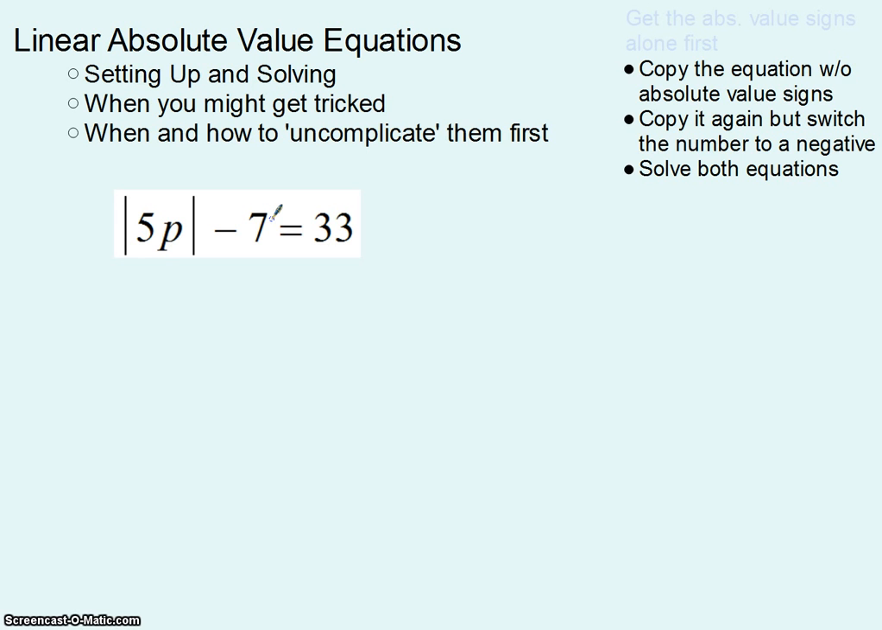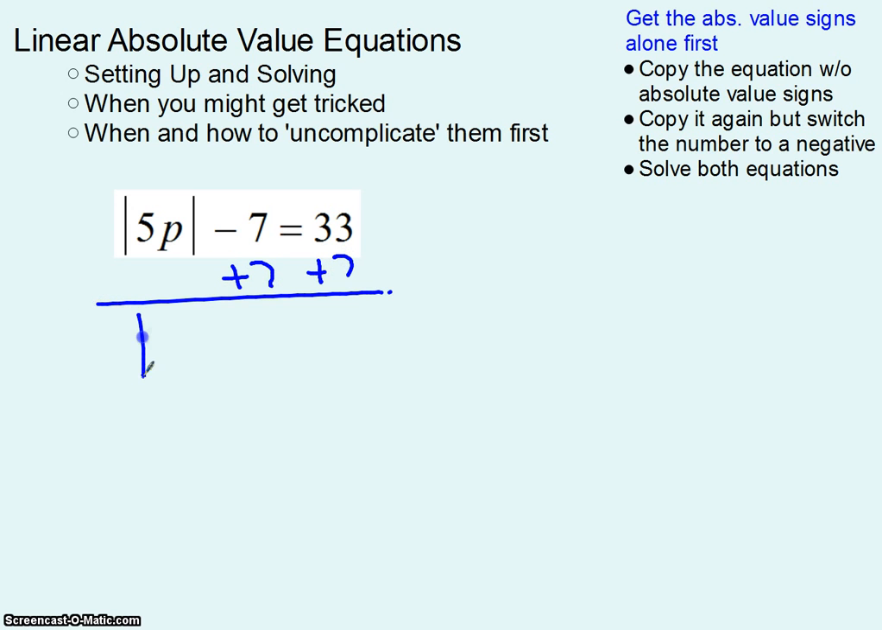What you have to do is get this negative 7 out of there first so you have just the absolute value signs by themselves. In fact, I've got another step to add to the notes on that: get the absolute value signs alone first. So we've got to get the absolute value signs alone. We'll do that by simply adding 7 to each side, just like you'd expect to do. You get absolute value of 5p equals 40.